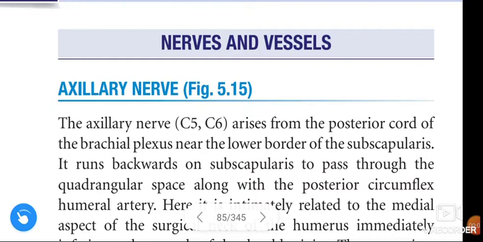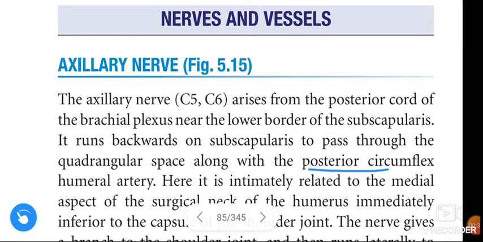In this video we are going to learn about the axillary nerve. Axillary nerve arises from the posterior cord of the brachial plexus near the lower border of the subscapularis, and runs backwards on subscapularis to pass through the quadrangular space along with the posterior circumflex humeral artery.